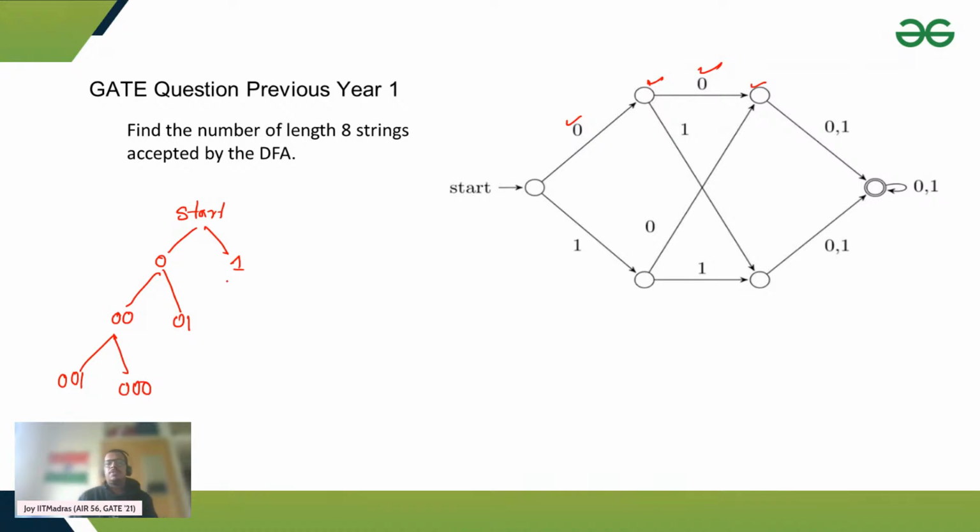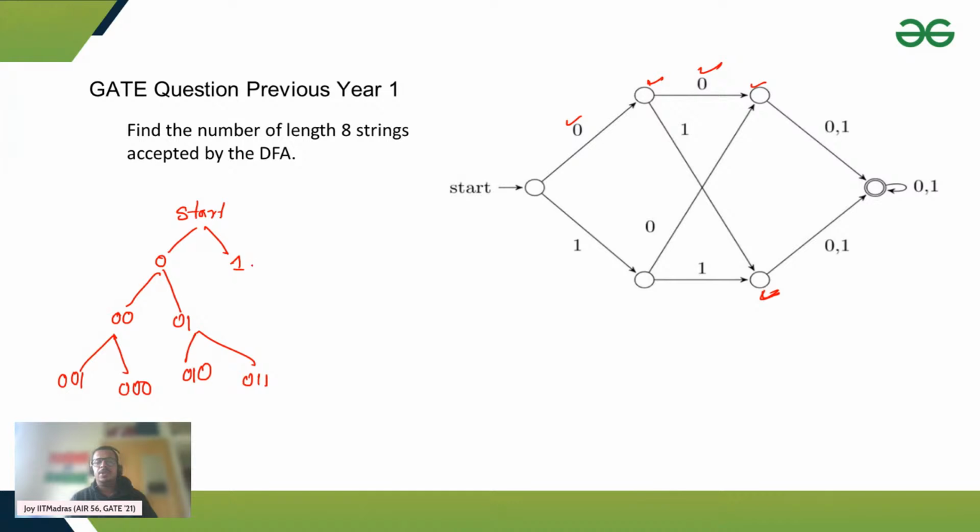And if we take the path of 0, 1, then we'll be here, and from here we have two paths, one is 0, 1, 0 and another one is 0, 1, 1. Okay. So upon getting these four strings, we'll be reaching our final state, as well as for 1 also.